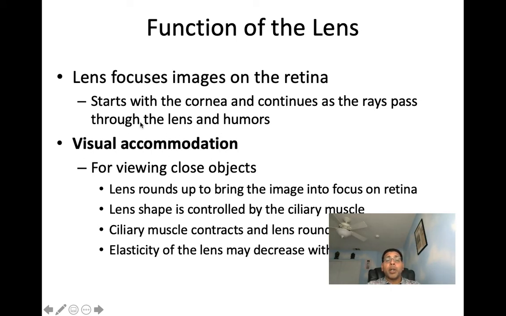Next, then we have visual accommodation. Visual accommodation is going to occur for viewing objects close up. In order to view close objects, the lens is going to round up to bring the image into focus onto the retina. The lens's shape is controlled by the ciliary muscles we described. The ciliary muscles will contract and the lens is going to round up. The elasticity of the lens is going to decrease with age, which is why then we're going to require glasses to look at close objects. So our parents usually will put on glasses to read objects up close.